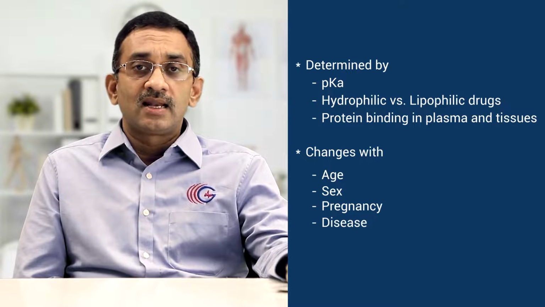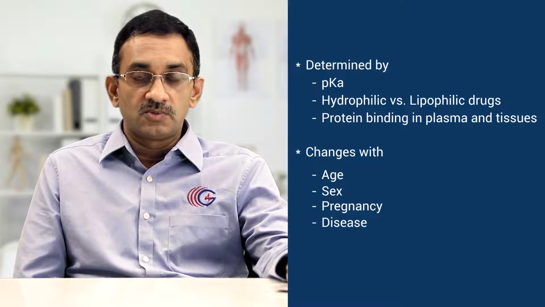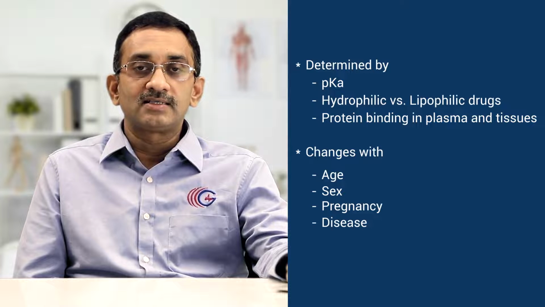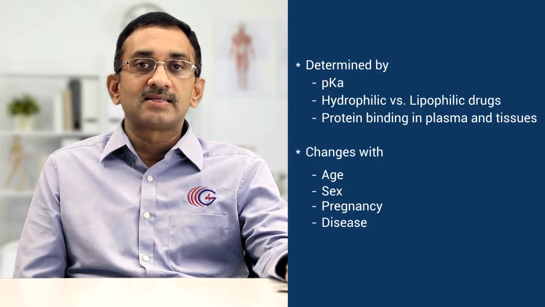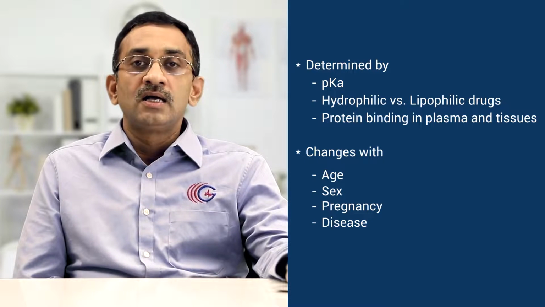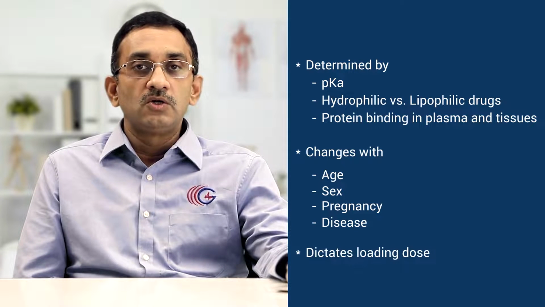Disease states like end-stage liver disease with cirrhosis and ascites can tremendously change the volume of distribution. Sepsis, as you will see, is very important for us because we are talking about antibiotics here, and it can change the volume of distribution by several mechanisms, as I would allude to in the subsequent slides. Like I said earlier, this understanding of volume of distribution will dictate the loading dose we give.